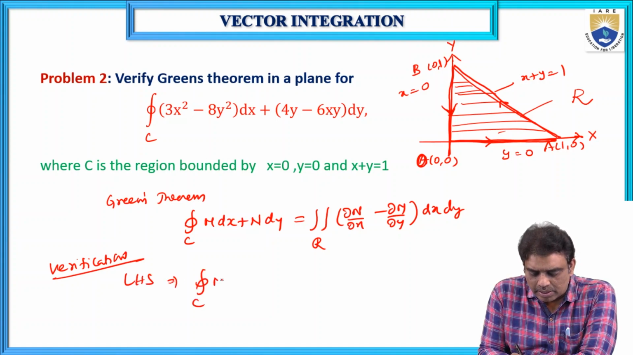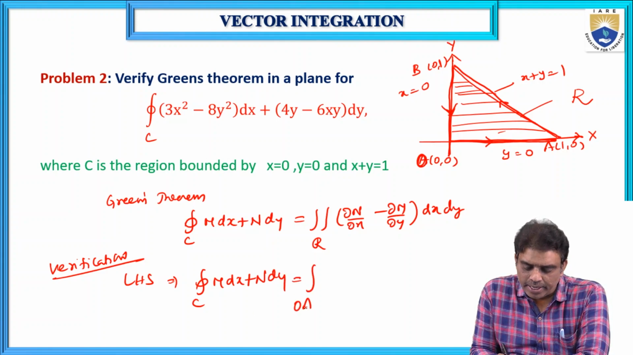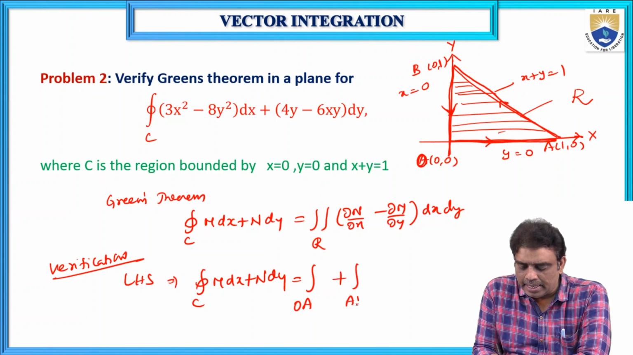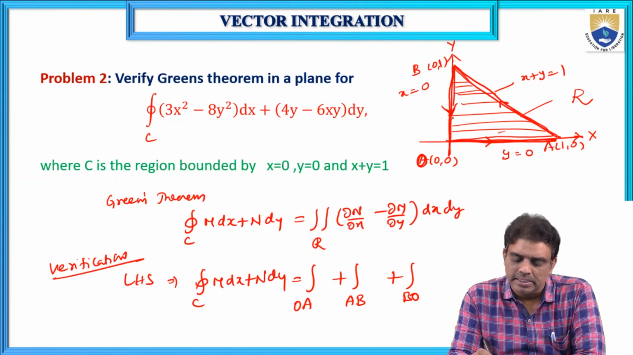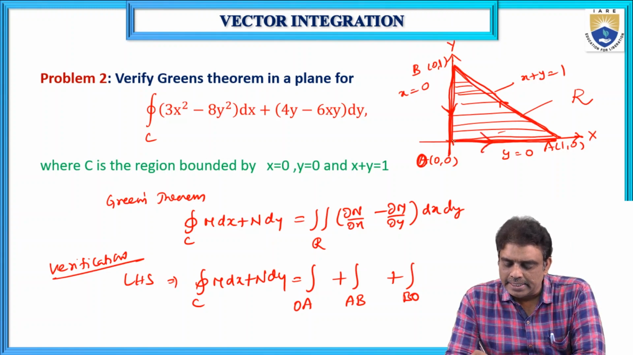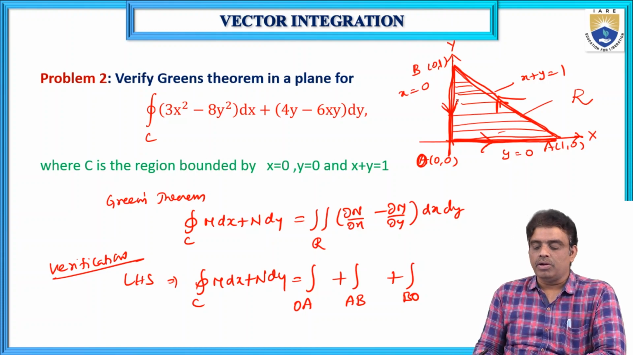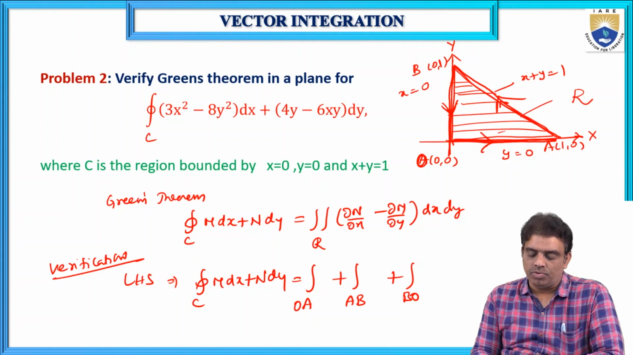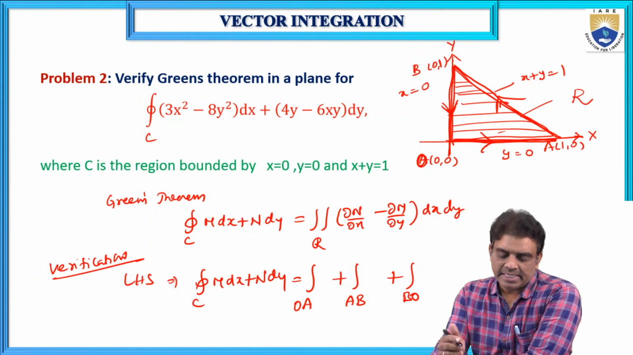Integral over the closed curve C, M dx plus N dy, is equal to the integral along OA plus along AB plus along BO. So along the closed curve C, the complete curve, OA is one curve, AB is one curve, and BO is another curve. So we have to evaluate the line integral along OA, along AB, and along BO. I will also discuss that here.